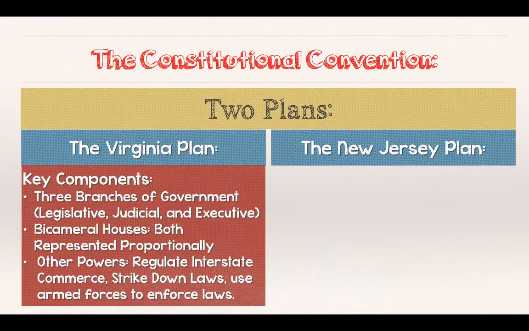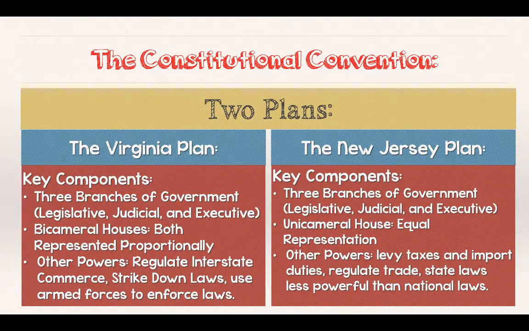Key components of the Virginia plan included three branches of government: a legislative, judicial, and executive branch, and a bicameral house, meaning two houses. Think bicycle, two wheels; bicameral, two houses. The Virginia plan called for proportional representation. Other powers they included were to regulate interstate commerce, strike down bad laws, and use the armed forces to help enforce laws. It's all fine and dandy and things we may have included today, but at the time it was pretty revolutionary.